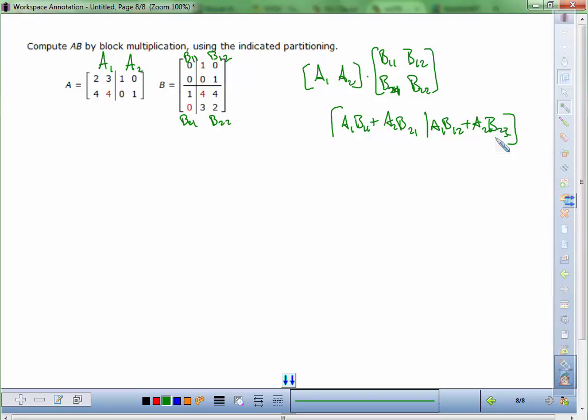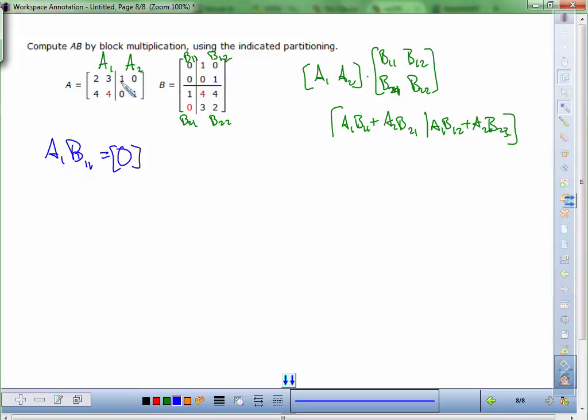So we should try to figure out what these pieces are. We got A1 and B11 being multiplied together. So let's figure out what A1 and B11 is. A1 is 2, 3, 4, 4. B11 is 0, 0. So that's a 0 matrix, right? Anything that's being multiplied by a B11 would just be 0. The only thing we should probably figure out is what is the dimension of this A1 times B11.